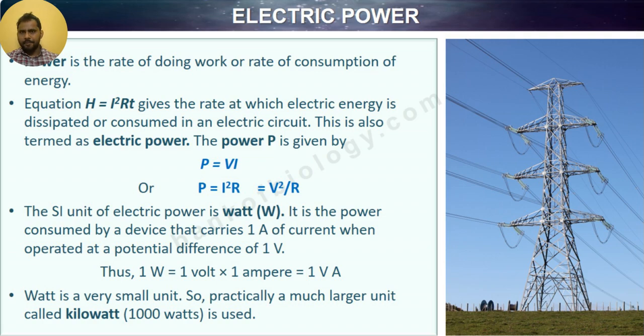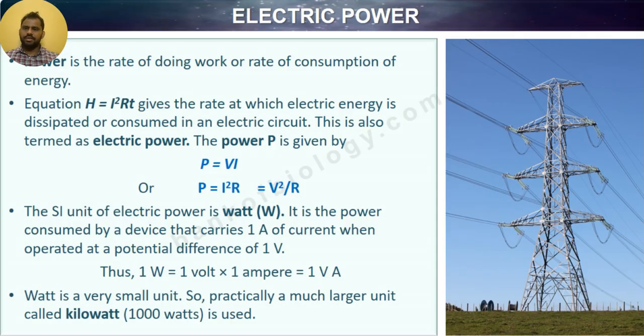Now we see the last concept of this chapter, the concept of electric power. We have seen these electric wire lines. Electricity is transmitted using these lines. So what is power? First of all, we should define what exactly power is. Power is the rate of doing work or the rate of consumption of energy.